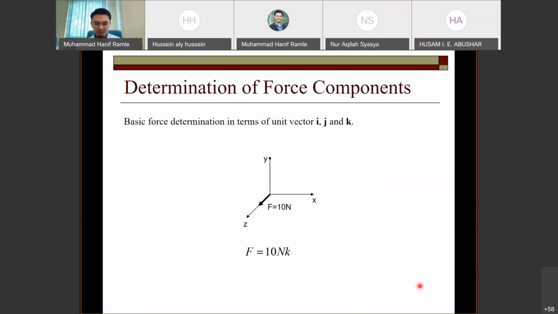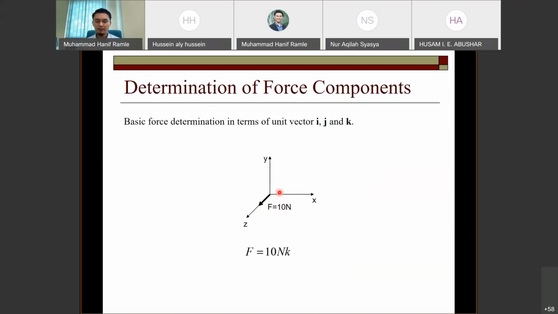All right, we go to the next slide, which is determination of force components. This is the basic one: a basic force determination in terms of unit vectors. We call them unit vectors i, j, and k, so i as x, j as y, and k as z. If you have F, like in this figure, F equal to 10 Newton, pointing on the z axis, only one direction.